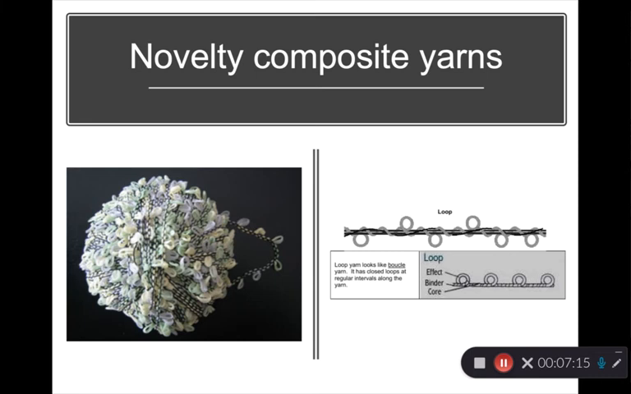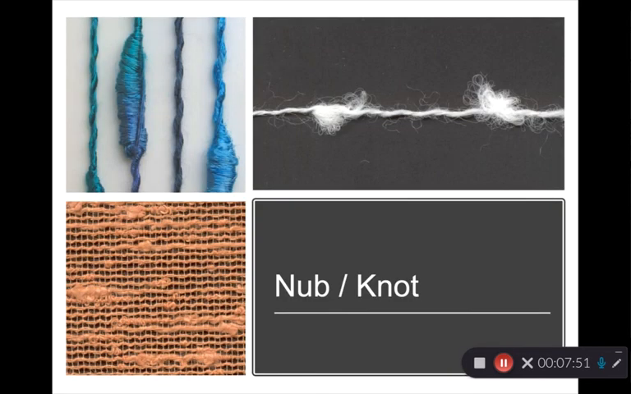Novelty or compact yarns, as we know, have typically 3 parts to them. They have a ground, which holds things together, is the stable core to it, an effect that goes around the ground to add interest, and then a binder that holds the effect to the ground. So when you think about these things, there's just endless variations as to what you could put together. So I want to introduce some of the more common novelty yarns that you may see built into garments.